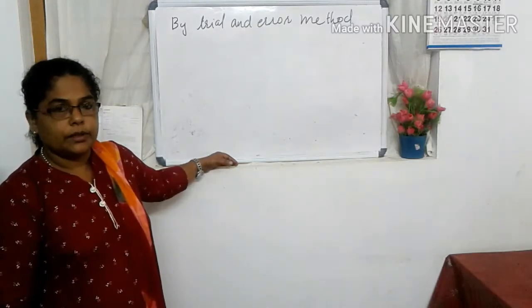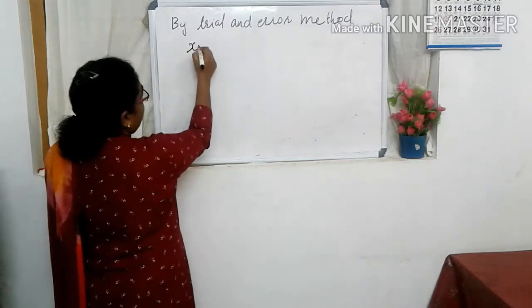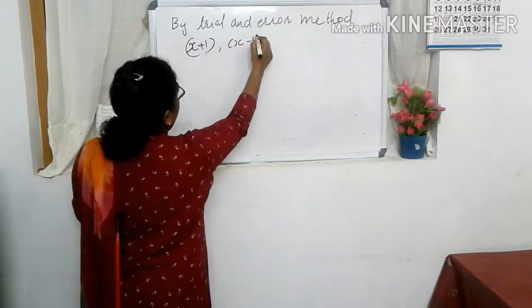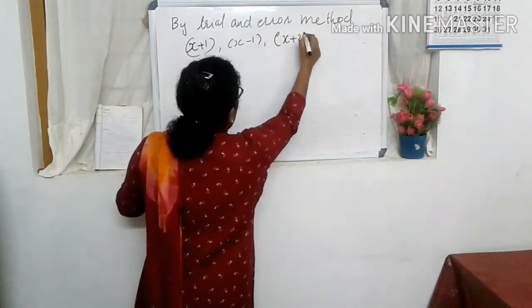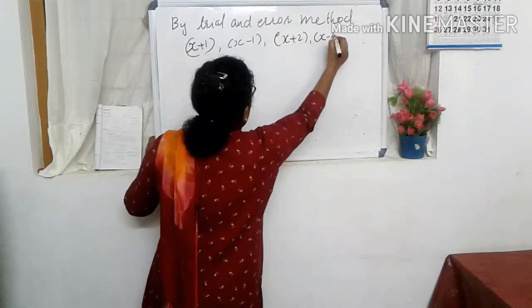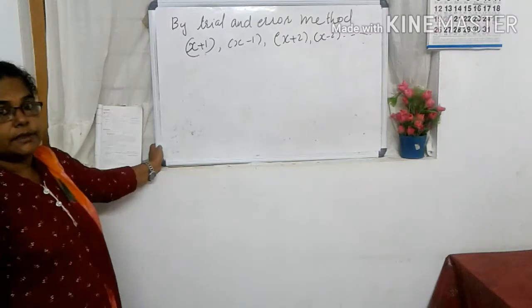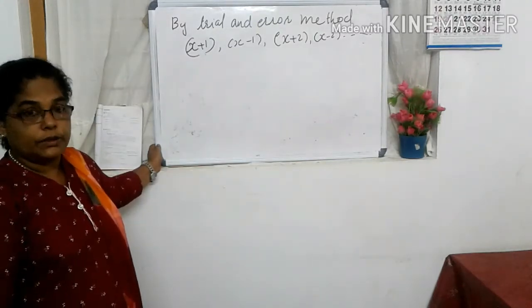The remainder is not 0, so it is not a factor. So, which are the terms? G of x can be x plus 1, x minus 1, then x plus 2, x minus 2, etc. Next, x plus 5, x minus 5, x plus 6, x minus 6. In such a way we have to find all the terms.